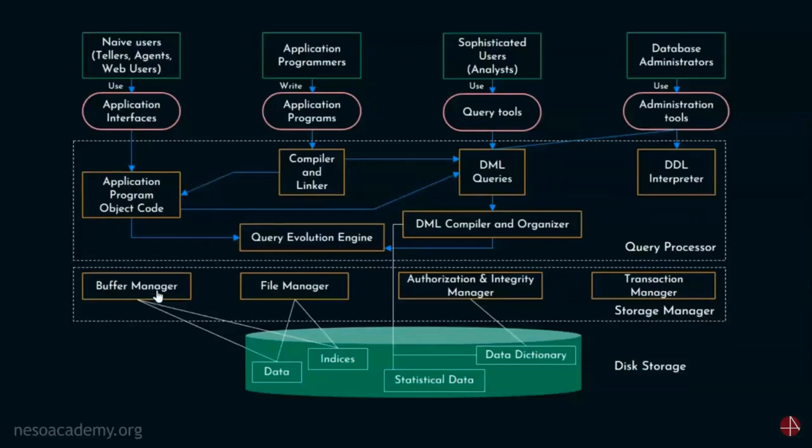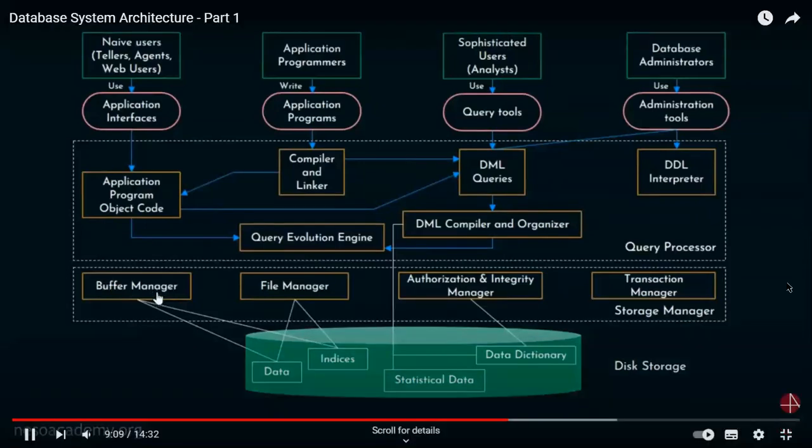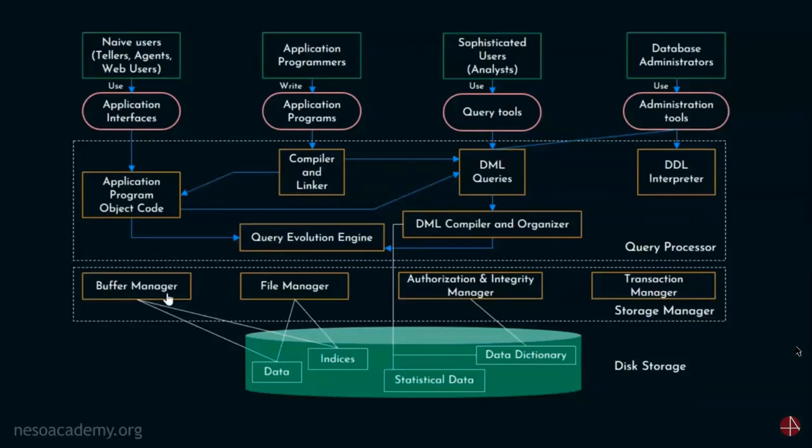And this buffer manager is actually responsible for fetching the data from the disk storage, here is the disk storage, and into the main memory. And also, this buffer manager decides what data to cache in the main memory. I hope you are already aware of cache memory in computer systems. This memory is mainly used for faster access. So buffer manager takes care of this.